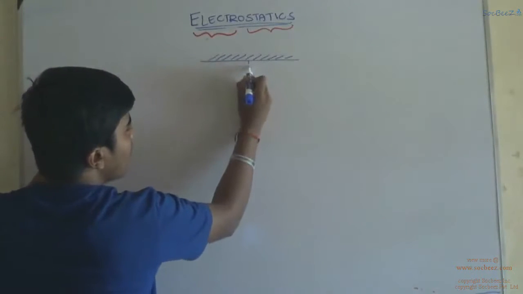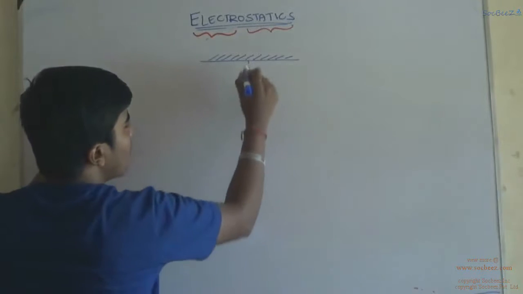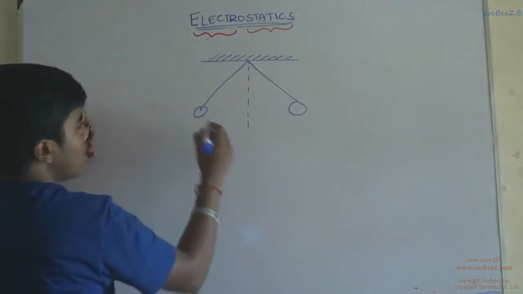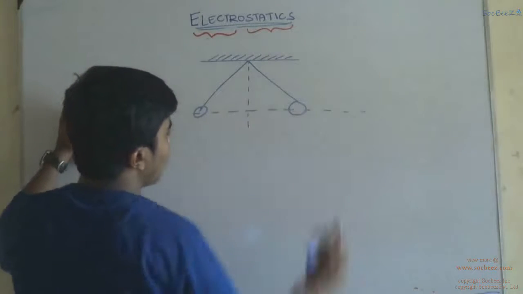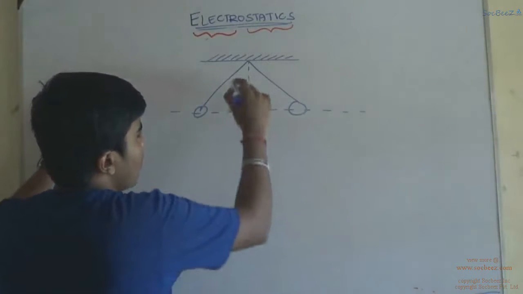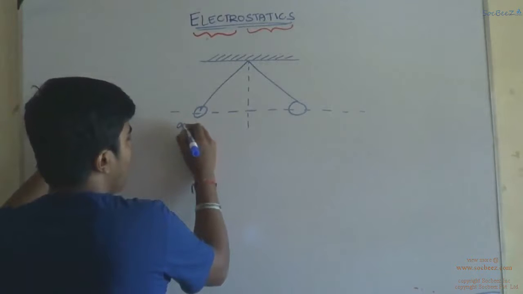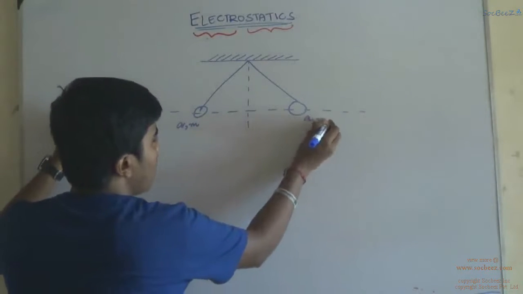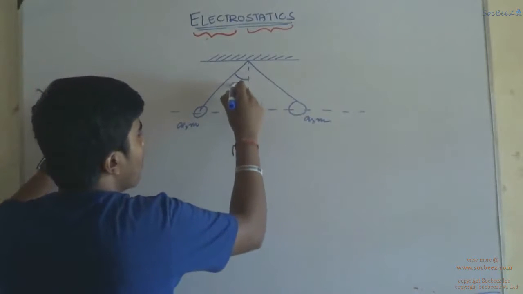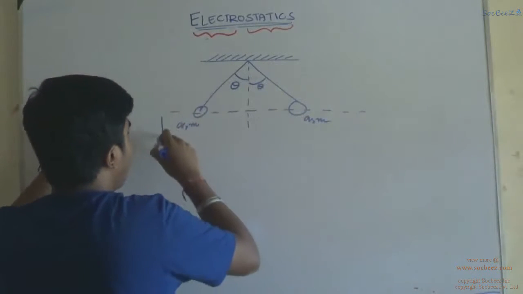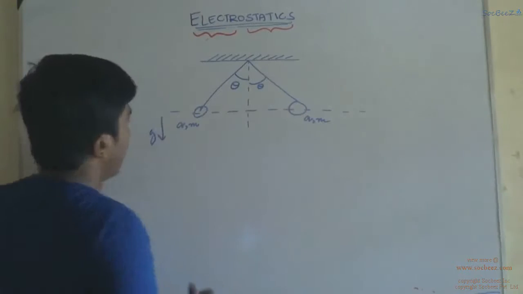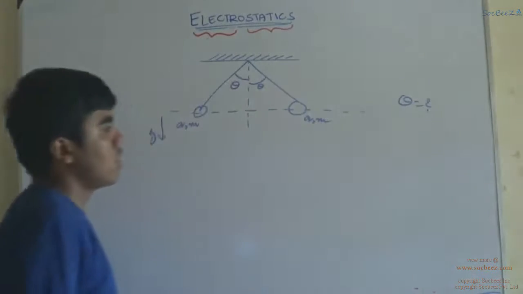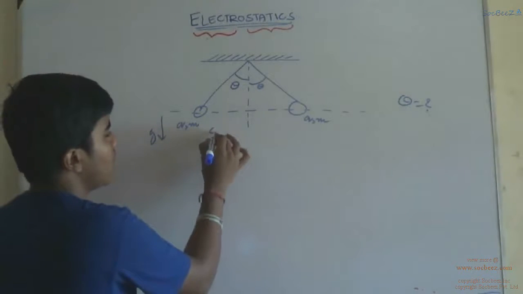Let this be a ceiling. See, this is a horizontal line, okay? And we are given that this particular particle has charge q and mass m. This also has charge q and mass m. Theta, gravity acts. Now the question is, find out the angle theta, and given that this distance is d.